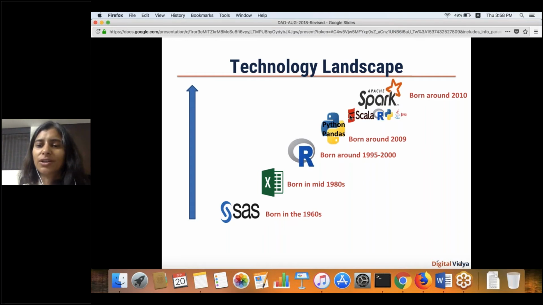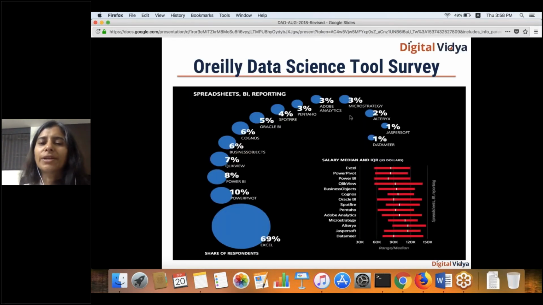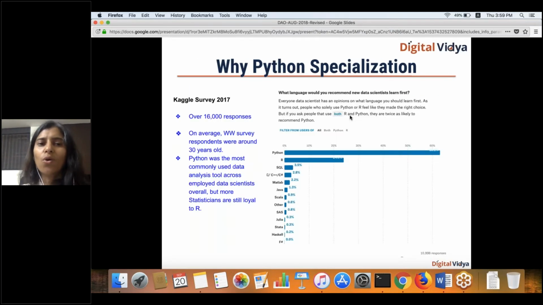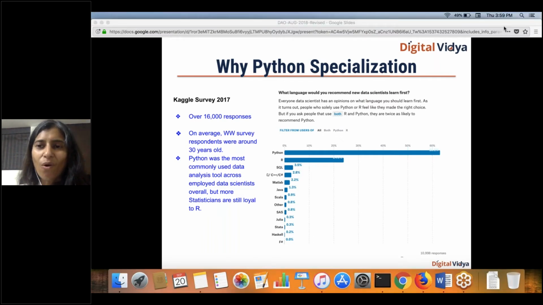This question, what language would you recommend new data scientists learn first, was asked in the Kaggle survey. 16,000 data scientists replied to you. So you can decide whether you use their consensus or you want to use some other methods to make your decision. There is data out there. I'm showing you the data. You take your decision.